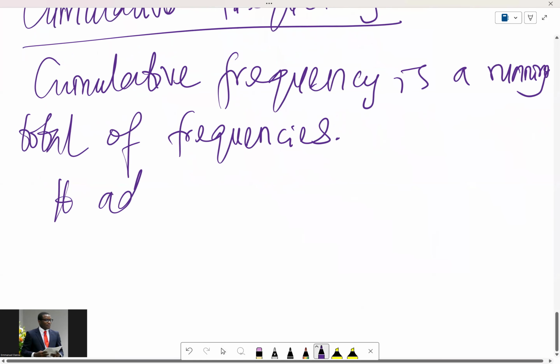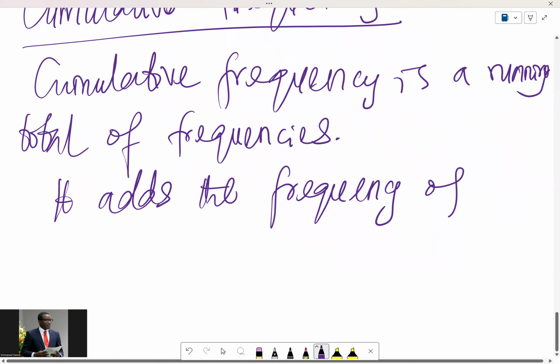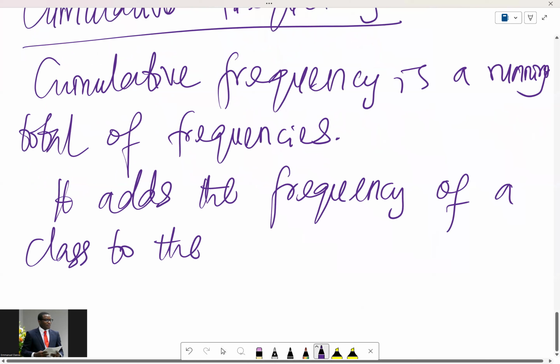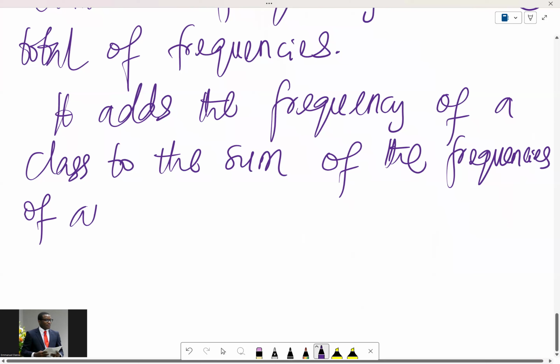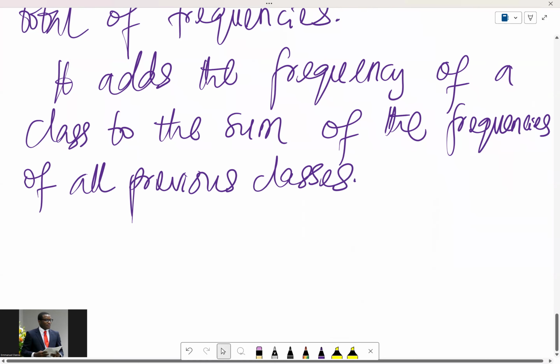So it adds the frequency of a class to the sum of the frequencies of all previous classes. I'm going to demonstrate that, so not to worry. In fact, we've done that a lot previously.